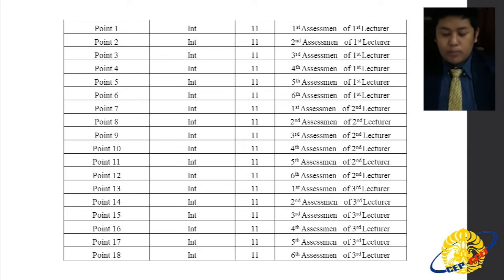After that, there is point 1, which is the first assessment of the lecturer. Point 2, point 3, point 4 until point 6 are the assessment of the first lecturer. After that, there are point 7 until point 12, which are the assessment of the second lecturer. And 13 until 18 are the assessment of the third lecturer.